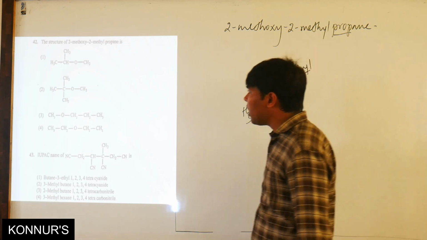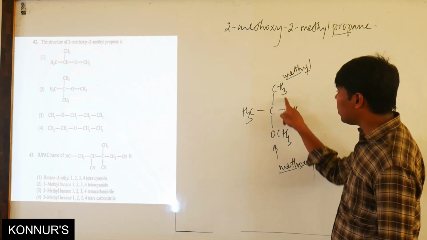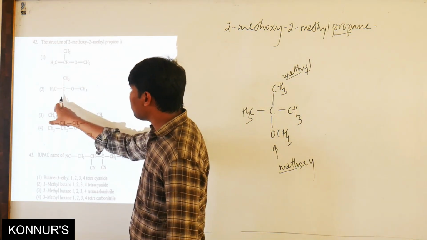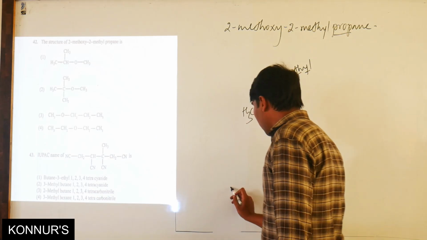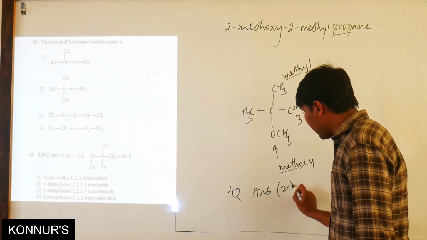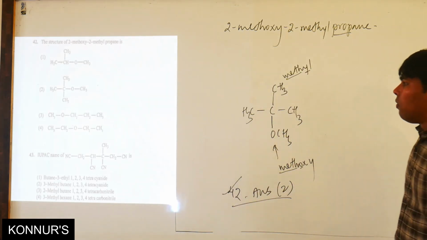Check out where this structure is there. So the methoxy containing carbon should attach to 3 methyl groups. So the answer for the 42nd will be the second option. So that's the correct one. Now the 43rd example.